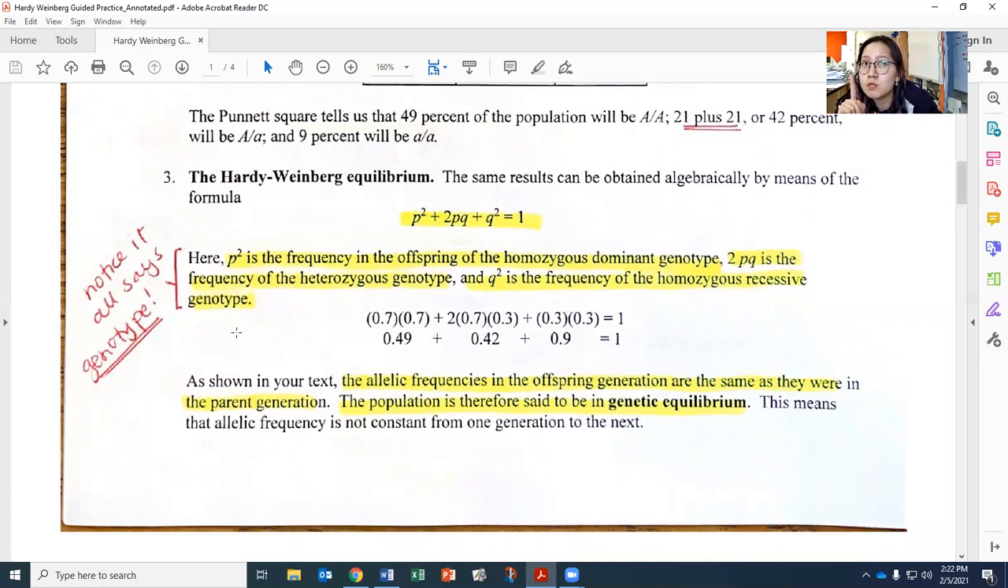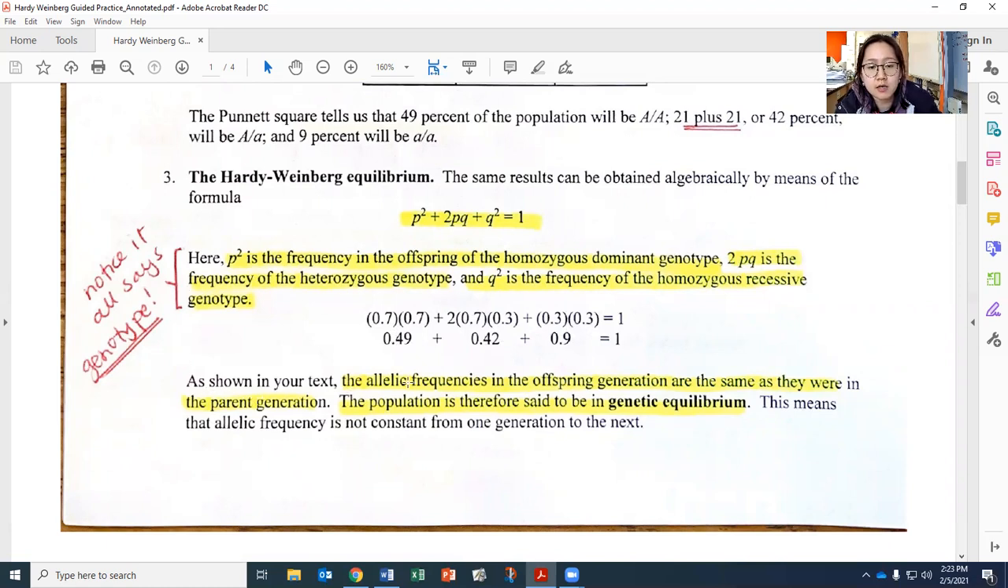So it only really helps you in a problem when they give you information about the homozygous recessive phenotype, because that automatically means q squared. And then that's an easy solve to find q. Okay, so here again, they're showing you the calculations for where it came from. So the 0.7 from the capital A frequency brings a 0.49 frequency for the homozygous dominant, the heterozygous, and the homozygous recessive, and all of it adds to 1.